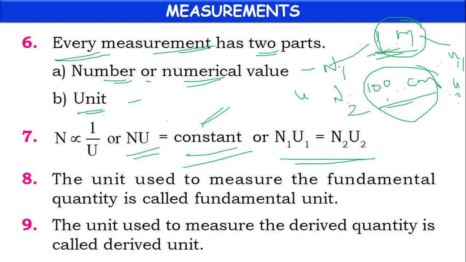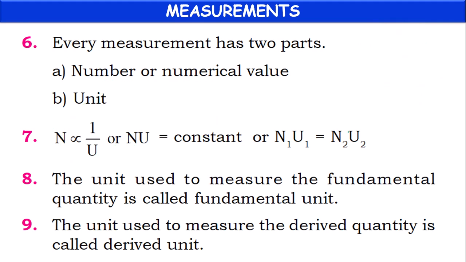If you observe here, the numerical part is increasing, but the unit part is decreasing because centimeter is less than meter. So the numerical part and the unit part are inversely proportional to each other. If there is more numerical part, unit will be less. If there is less numerical part, unit value will be more. The units used to measure fundamental quantities are called fundamental units. The units of derived quantities are called derived units.